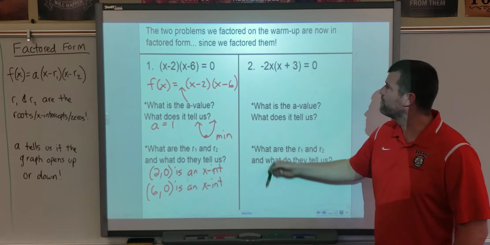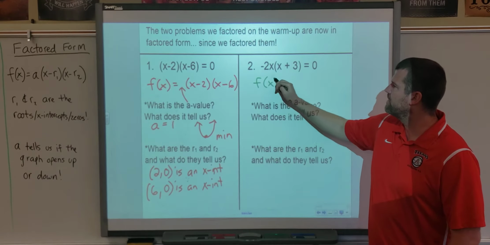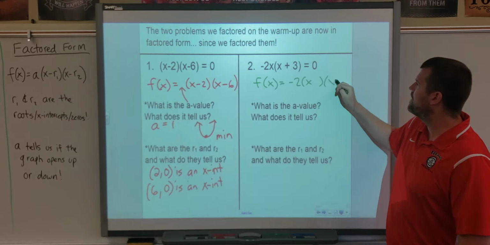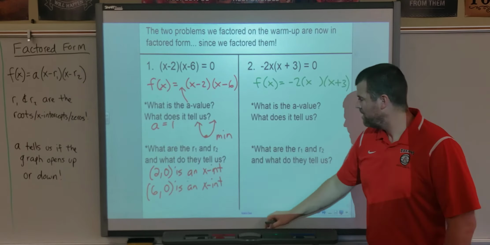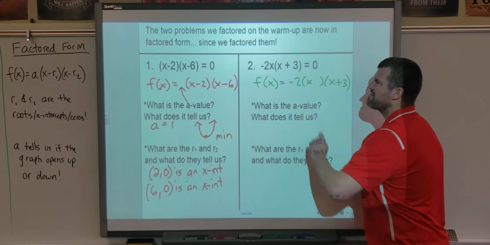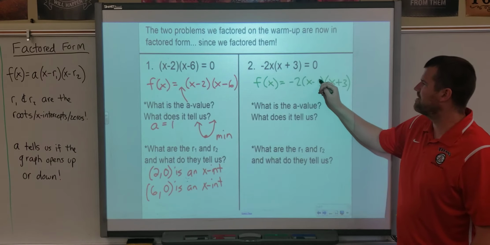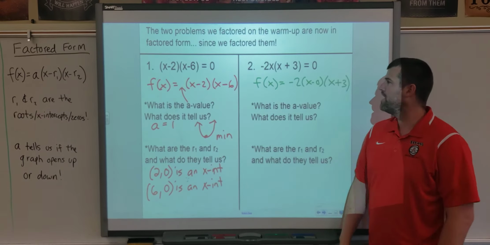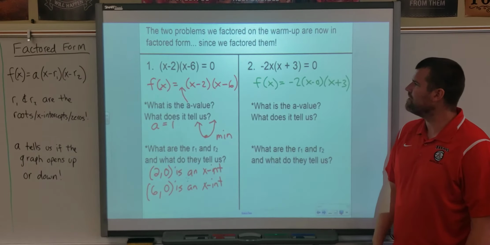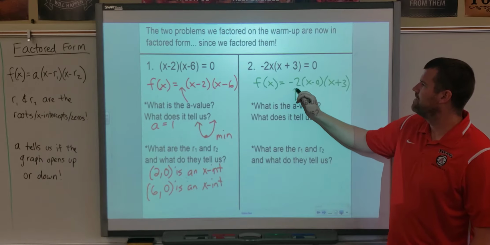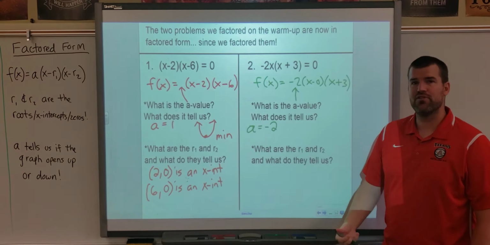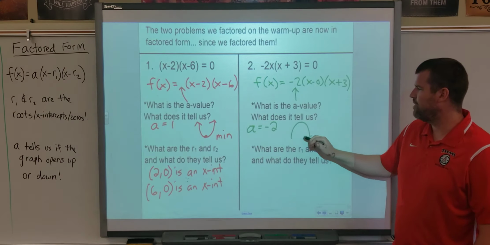The other example, if we rewrite it in factored form, we had -2x times (x + 3). The reason I put these parentheses right here is to show that if it's just a single x, it's really the same as (x - 0). So we do get 2 roots from this because there are 2 factors with x's. The a value, first off, is -2. And if our a is negative, we know that the graph will open down.